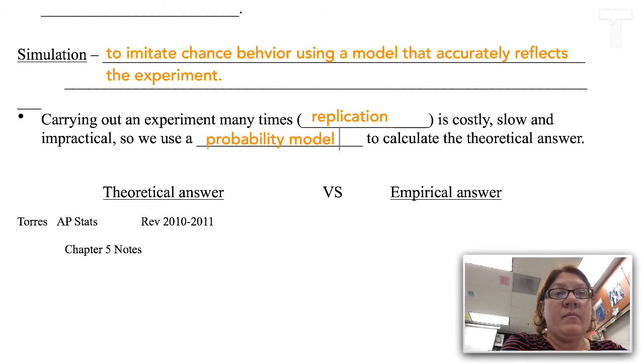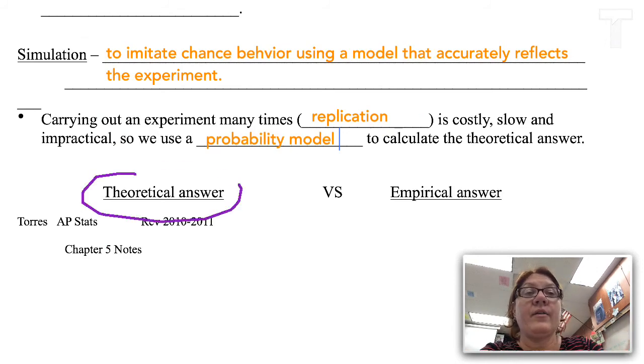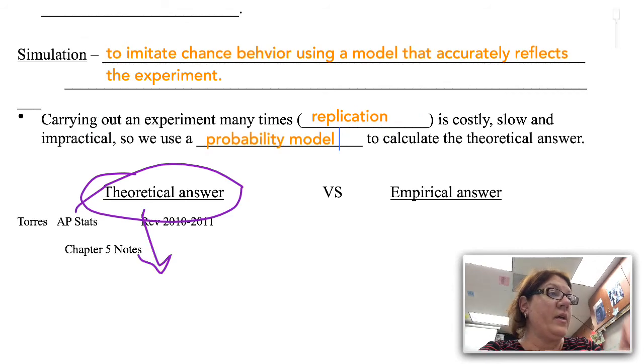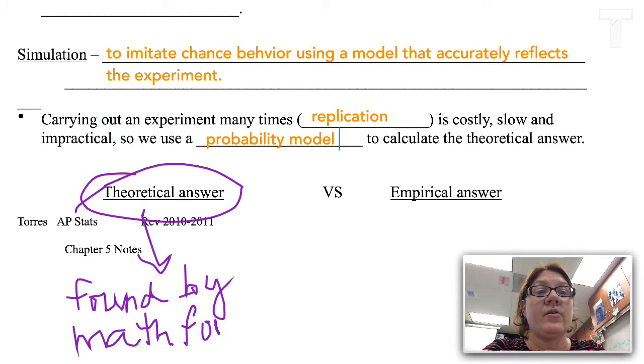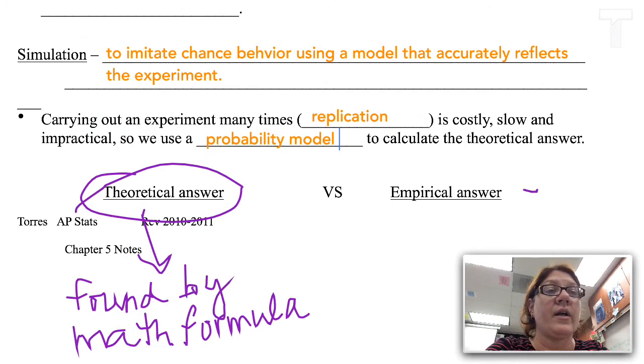So as I said, it might be too costly. It could also be too slow to do it because obviously doing these experiments takes time. And so we're going to use a probability model to calculate a theoretical answer. Here's what you need to remember that you've learned in math. The theoretical answer is the answer that you get from doing some sort of math formula. It's all theory, versus the empirical answer is what I get from actually running trials.